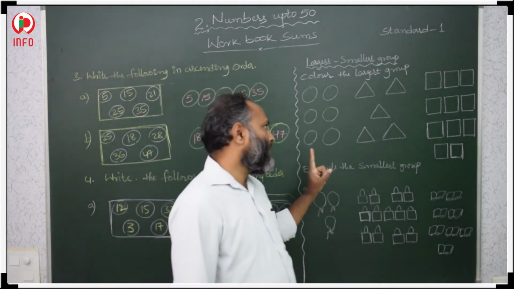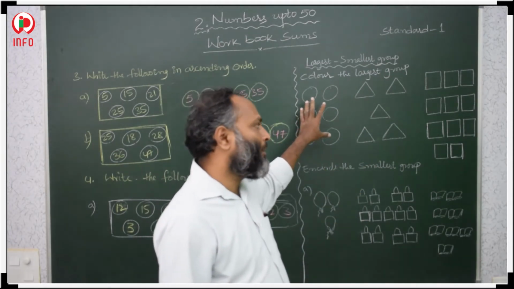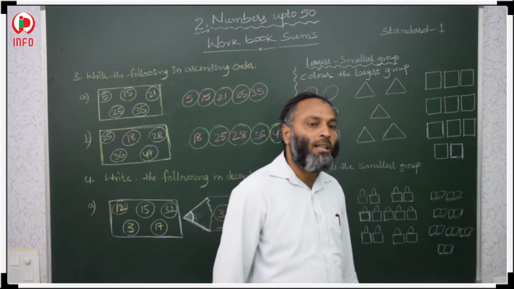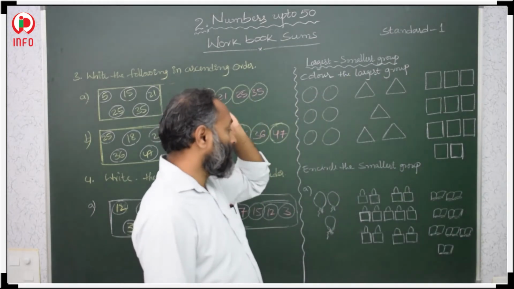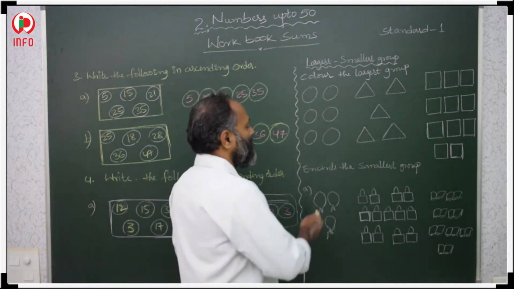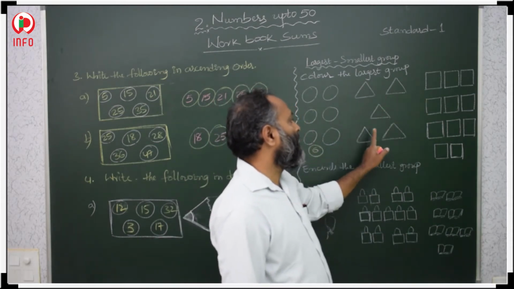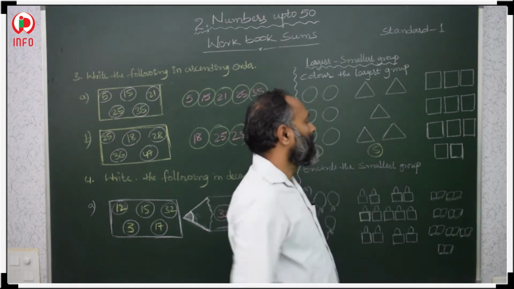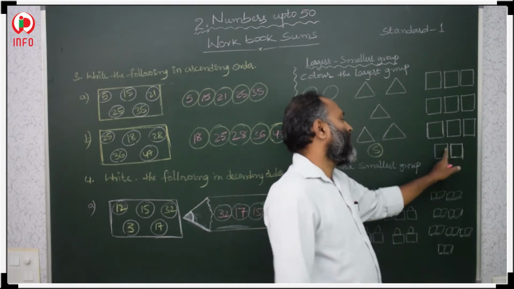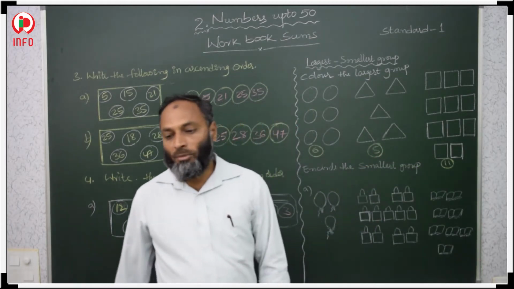It means first we have to count each and every group. In the first group, how many pictures are there, in the second group, in the third group. We have to count first. In the first group, how many circles are there? 1, 2, 3, 4, 5, 6. Here 6 circles are there. How many triangles? 1, 2, 3, 4, 5. 5 triangles. And how many squares? 1, 2, 3, 4, 5, 6, 7, 8, 9, 10, 11. So 6, 5, 11.